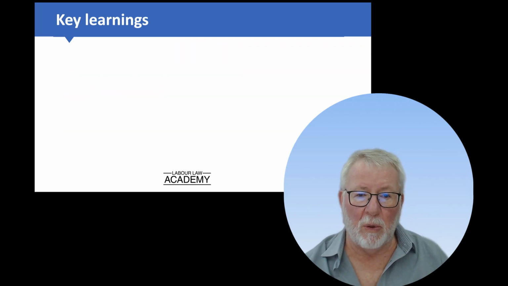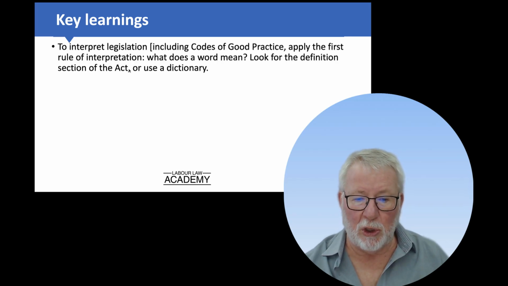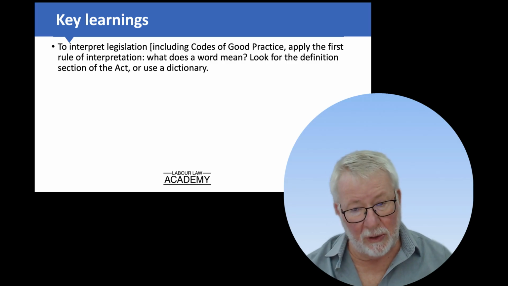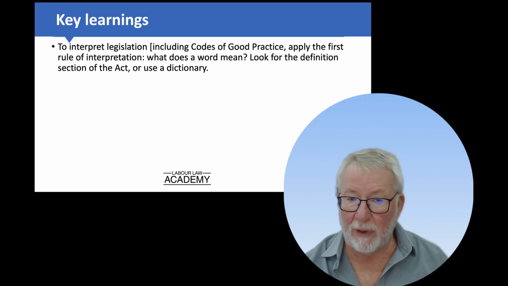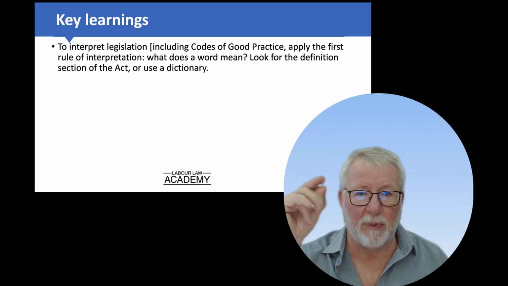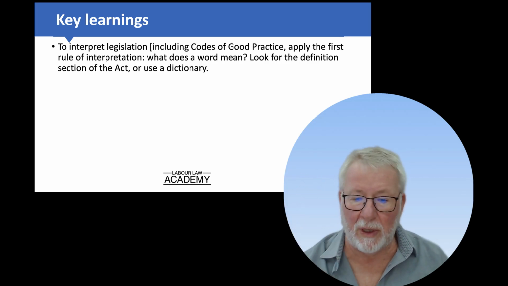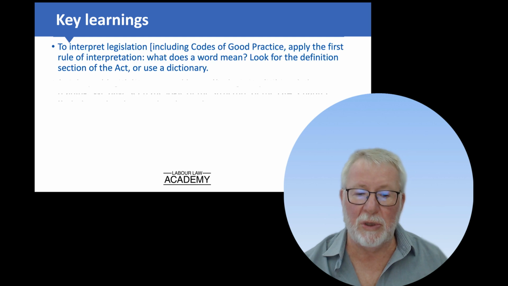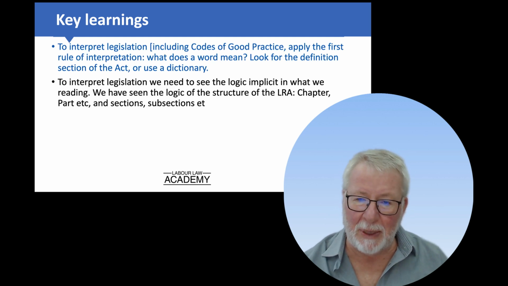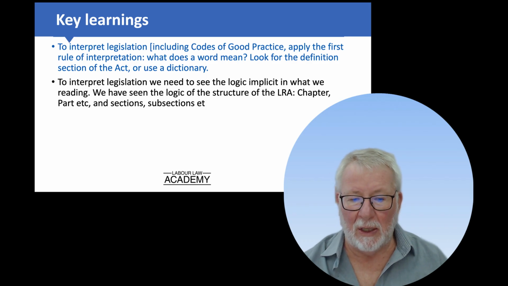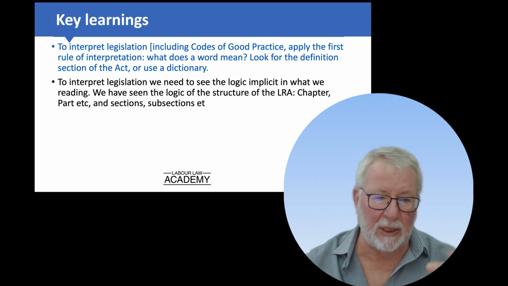So, what have we learned here? The key learnings. To interpret legislation, including codes of good practice, apply the first rule of interpretation. What does a word mean? Look for the definition. Good thing to remember. There's probably a definition here, so go and look for a definition. Sometimes you'll use a dictionary. You need to see the logic, implicit and explicit, when we're reading legislation. You see the logic of the structure. You've got chapter, part, sections, and all that kind of thing.